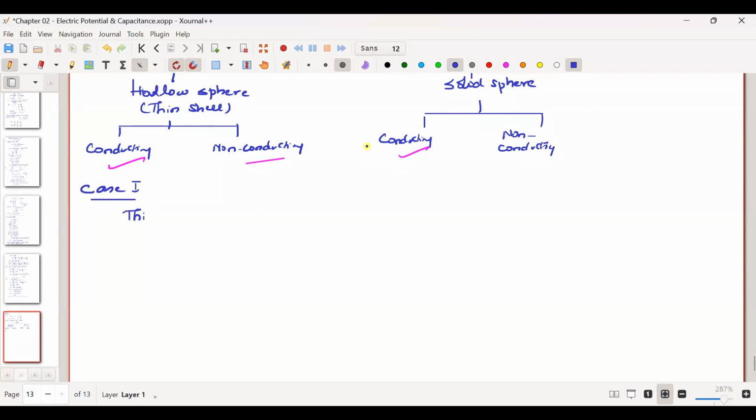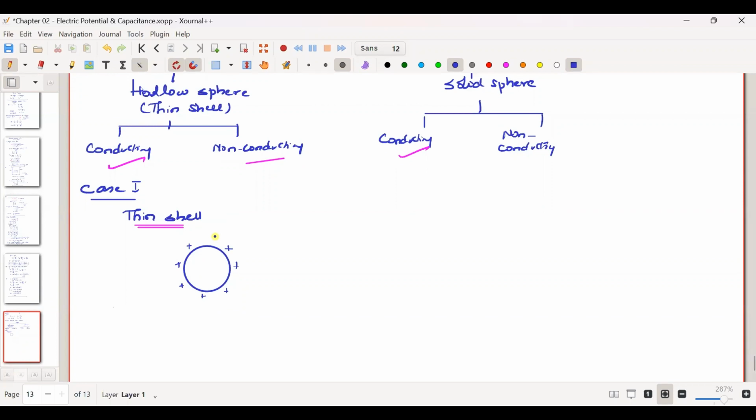So we will take the first case, which is thin shell, which will be both conducting and non-conducting, and solid sphere conducting. What will happen in all the three cases is, let's say I have a thin shell. Now I am giving some charge to it. Whatever charge I'm giving will always reside on the surface only. There will be no charge inside this.